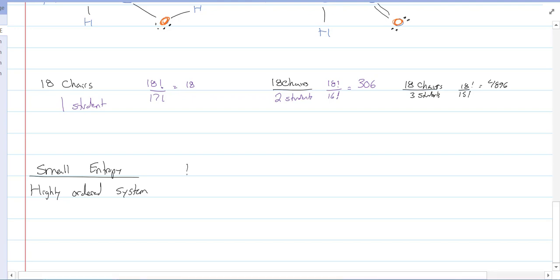Large entropy would be highly disordered systems. Think gases. So this would be a gas. This would be a solid in general.